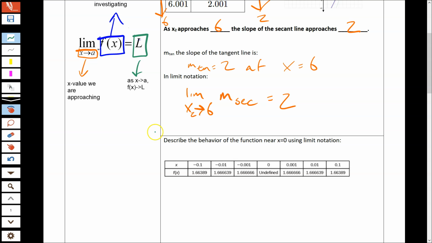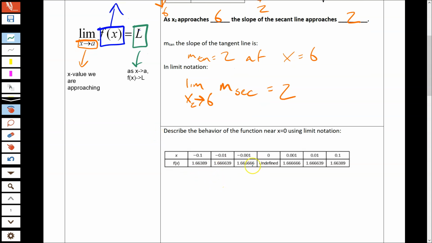Now we have an example. Take a look at this table. It says describe the behavior of the function near x equals 0 using limit notation. Here's x; x equals 0 is here. Notice it's undefined at x equals 0. So maybe it's a function where x is on the bottom of our fraction. Whatever it is, when we plug in 0, we can't get an answer out of f.